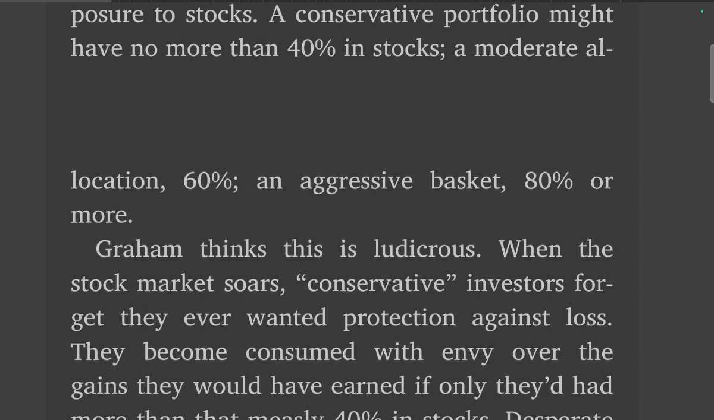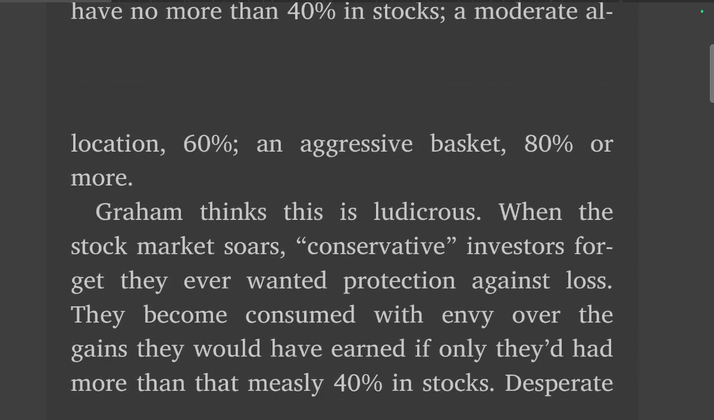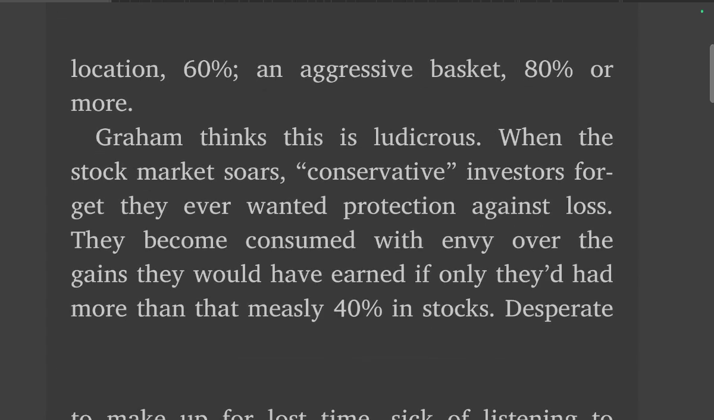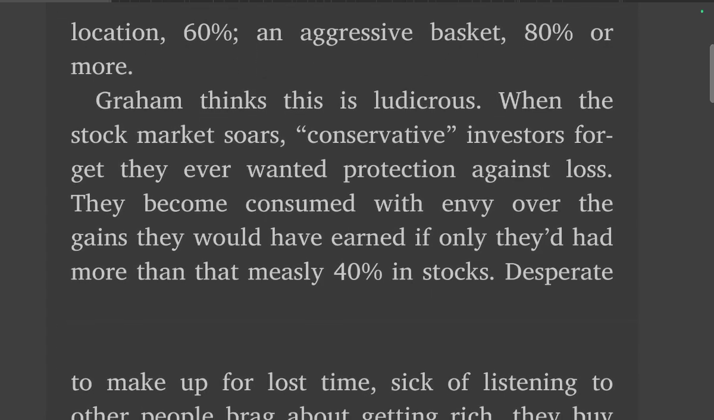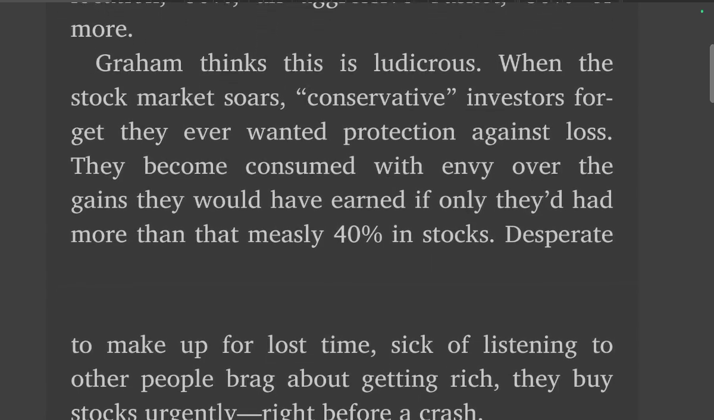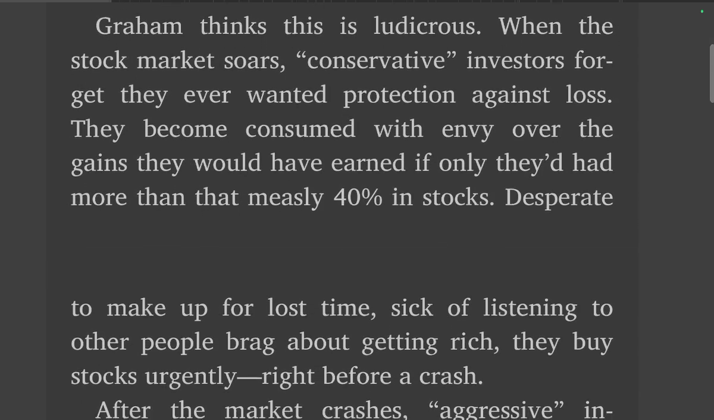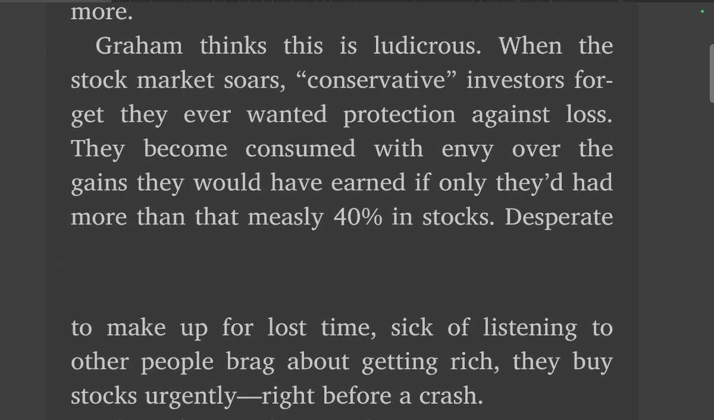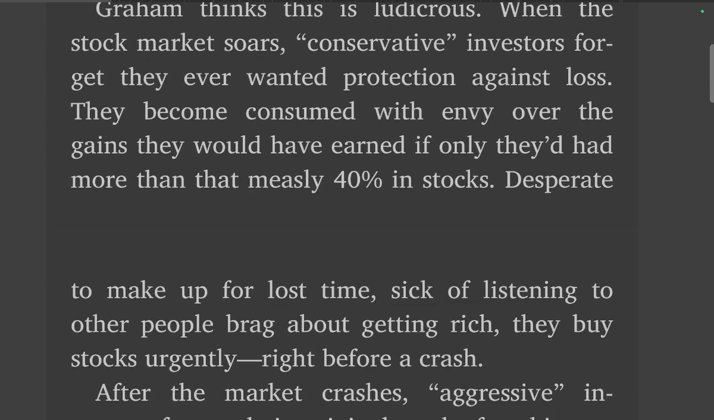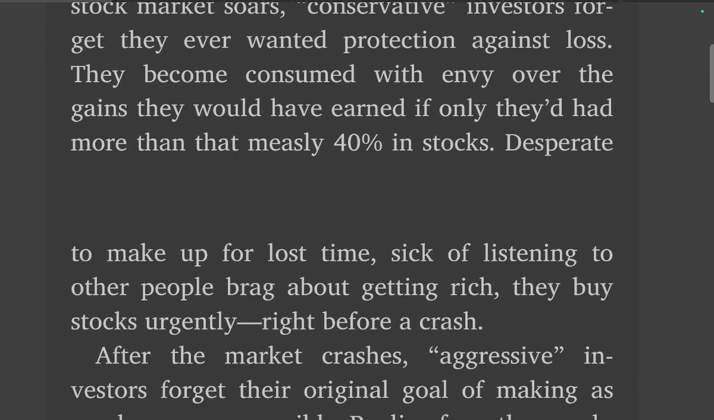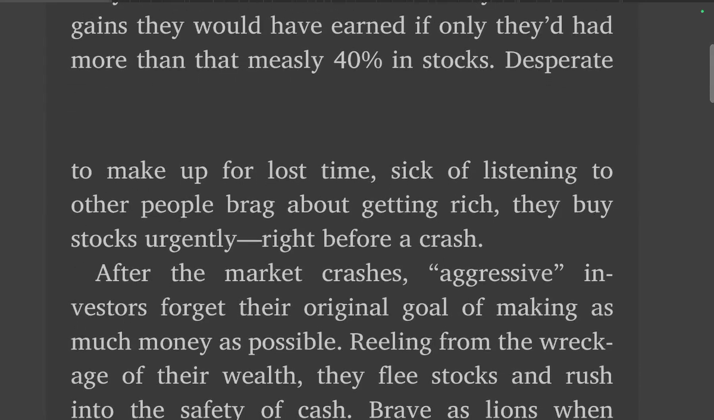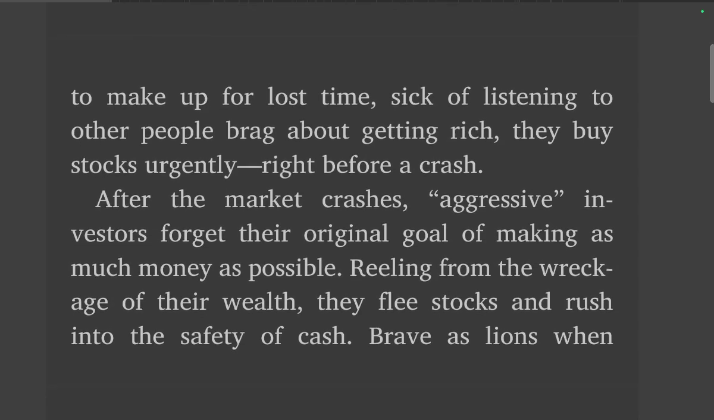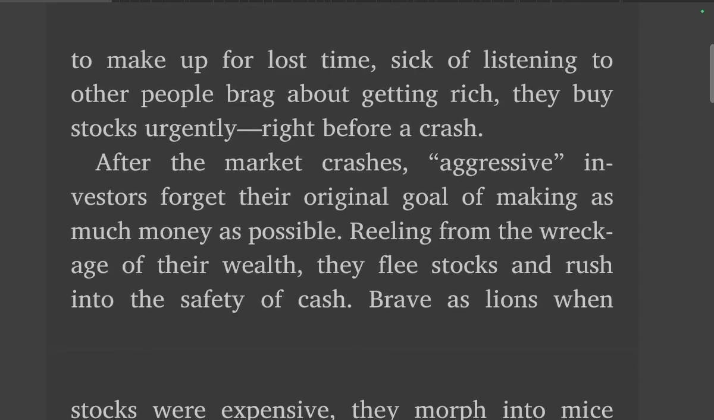Graham thinks that it is ludicrous. When the stock market soars, conservative investors forget they even wanted protection against loss. They become consumed with envy over the gains they would have owned if only they had more than 40% in stocks. They buy desperately to make up the lost time. Sick of listening to other people brag about getting rich, they buy stock urgently and right before a crash.